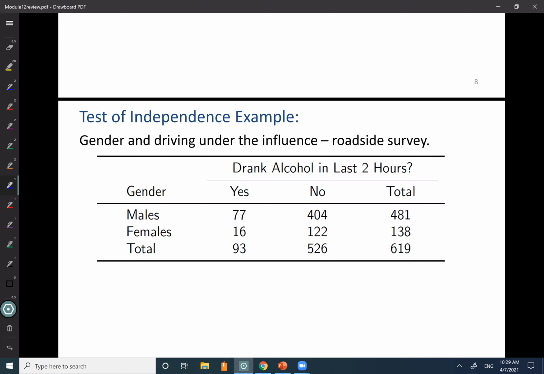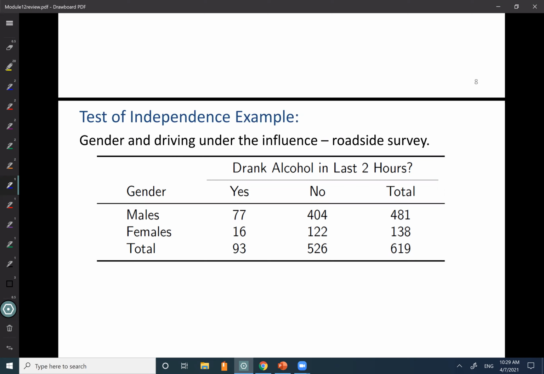What we're going to do is look at his roadside survey. Coincidentally, it ended up going to the US Supreme Court and he won. And they changed the law. The law was changed forever. He won from this data set. So let's take a look and see what they did with the test of independence.